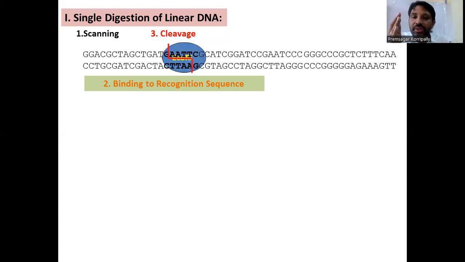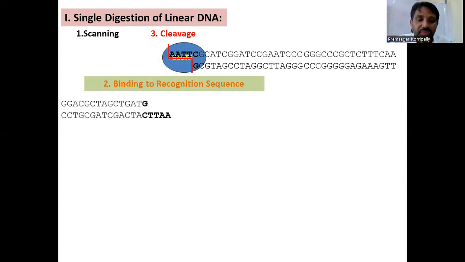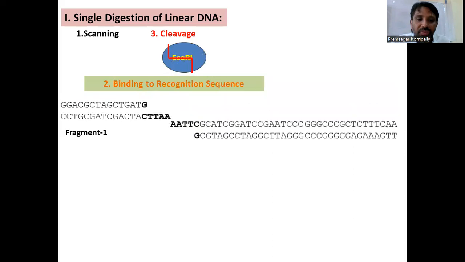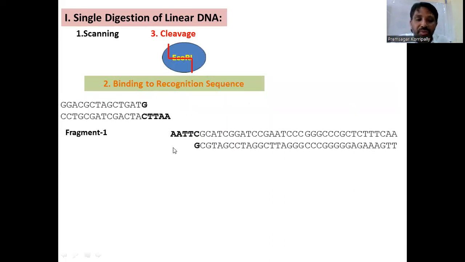Once it cleaves, cleaving means the phosphodiester bond, which is connecting the 2 nucleotides of the strand, is going to be broken in both strands. Then it releases the DNA fragments. You can see here. Whenever DNA fragments are released having the overhang, meaning single strand nucleotides, right? Those are termed as cohesive ends. You can see.